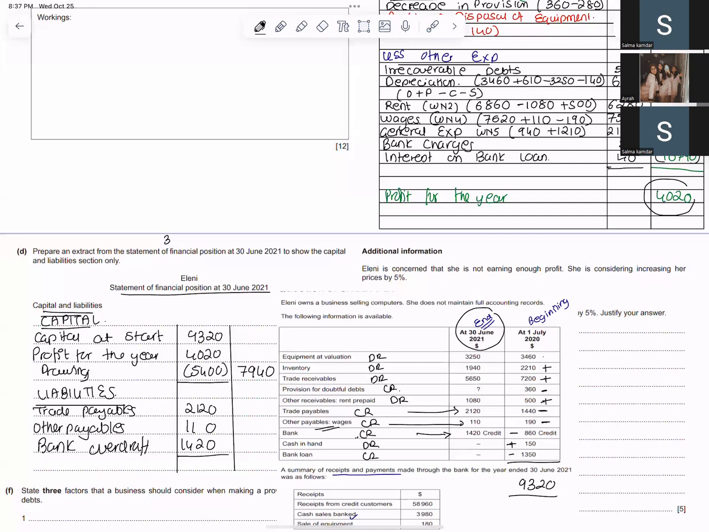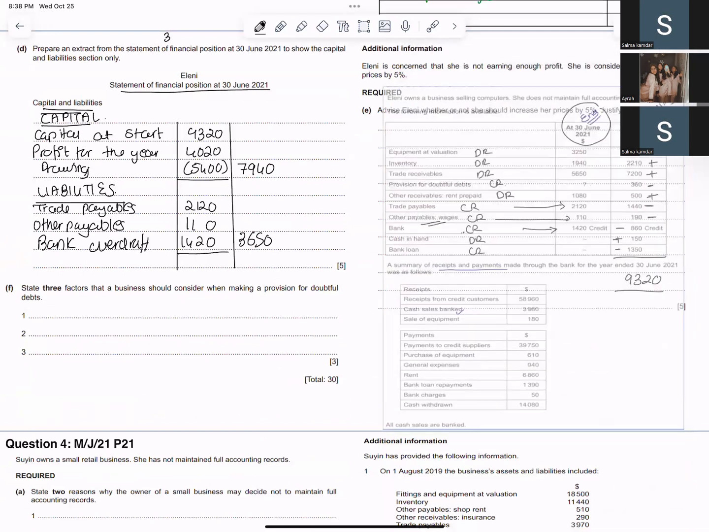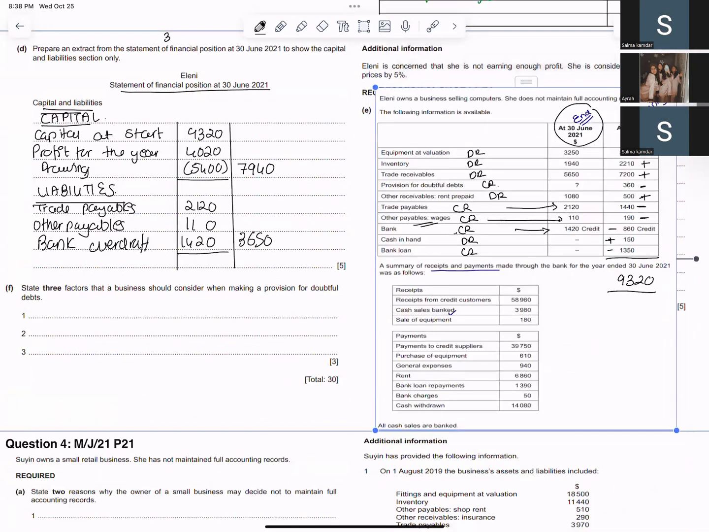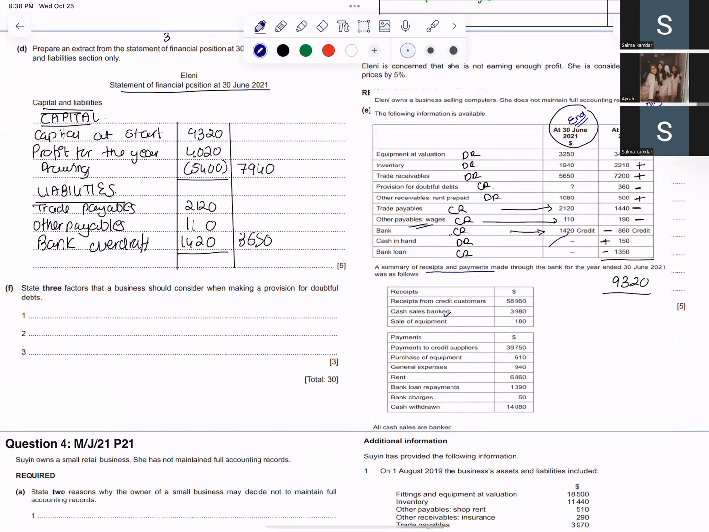So your total liabilities is how much? The total of this, 3650. Where is bank overdraft written? Bank has a credit balance. If it has a credit balance, that means it is an overdraft. So your total capital and liabilities is how much? Total liabilities is 3650, so you'll add 7940. 11590.